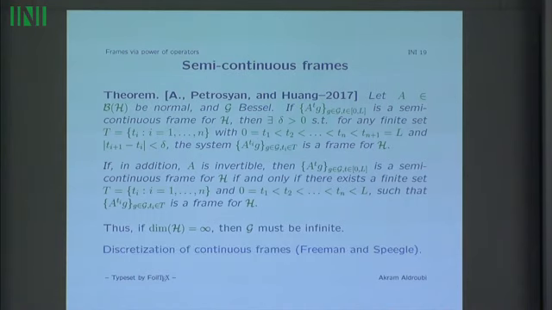Okay, so let me say that there is a very general result about discretizing frames. If you have a continuous or semi-continuous frame and you want to discretize it to get a frame, when does that happen? There is a relatively recent result by Freeman and Spiegel who tell you how and when, but it's very general, and this result is a little bit finer because we have a more specific situation. So this is what I want to say about this.